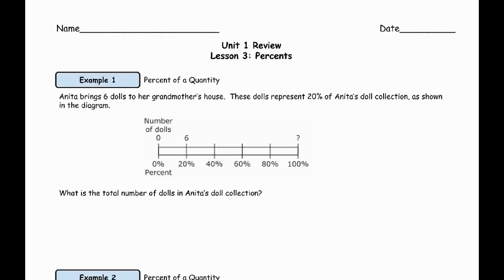Example 1, percent of a quantity. Anita brings 6 dolls to her grandmother's house. These dolls represent 20% of Anita's doll collection, as shown in the diagram.